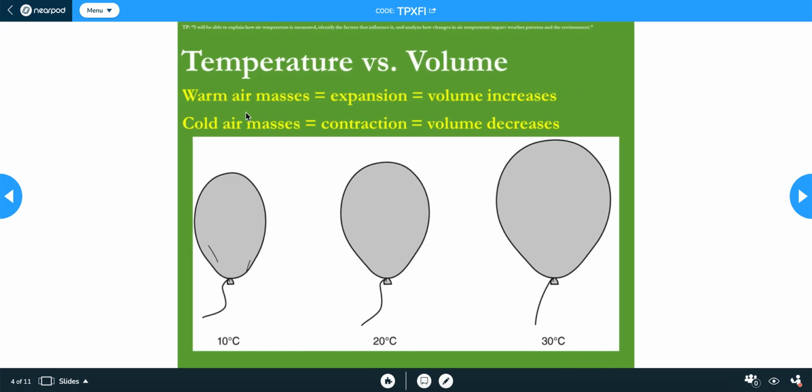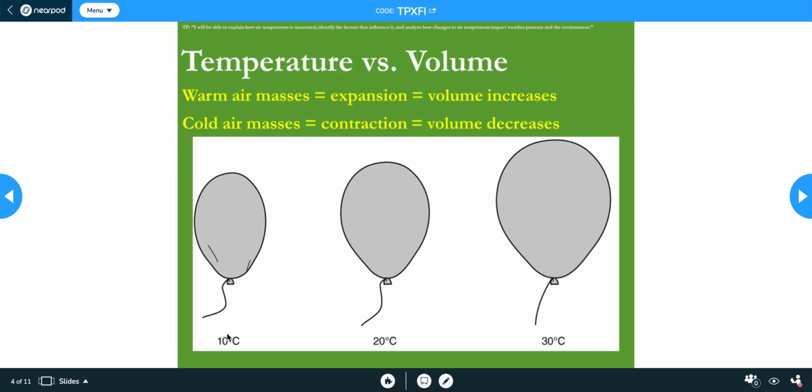All right, moving on, we have temperature versus volume. Warm air masses, we have expansion, volume increases. Cold air masses, contraction, volume decreases. In this example here, this picture is showing a 10-degree interval increase going from left to right, or a 10-degree interval decrease going from right to left.